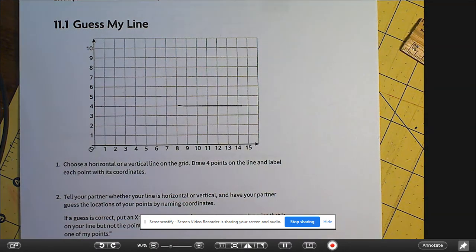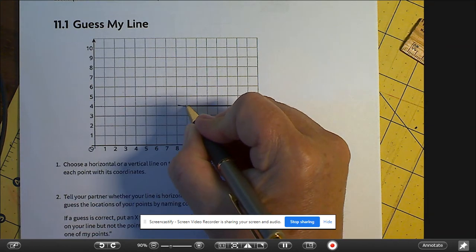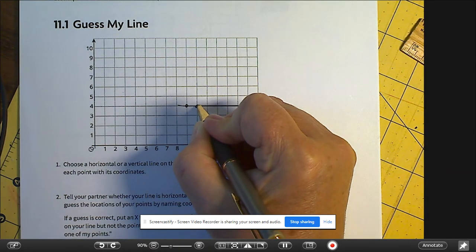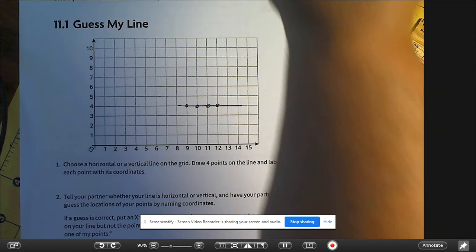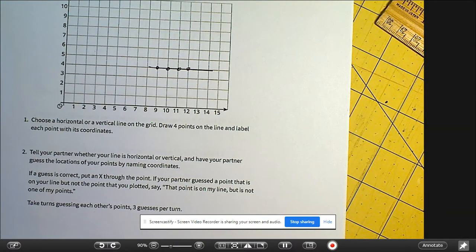Draw 4 points on the line. So I'm doing here, here, here, and here. You have to tell your partner whether it's horizontal or vertical, and then they guess. Maybe you could play this together over FaceTime or something like that. So you're trying to guess.